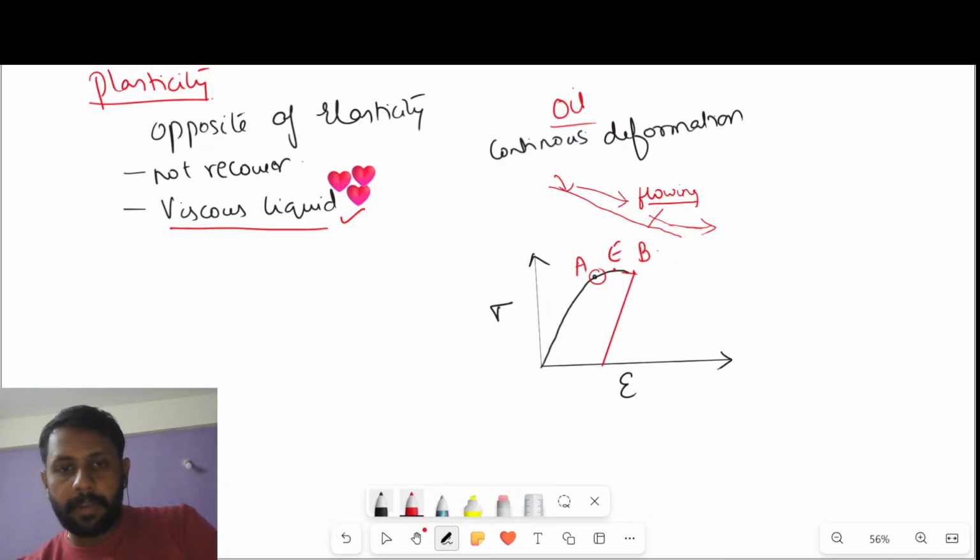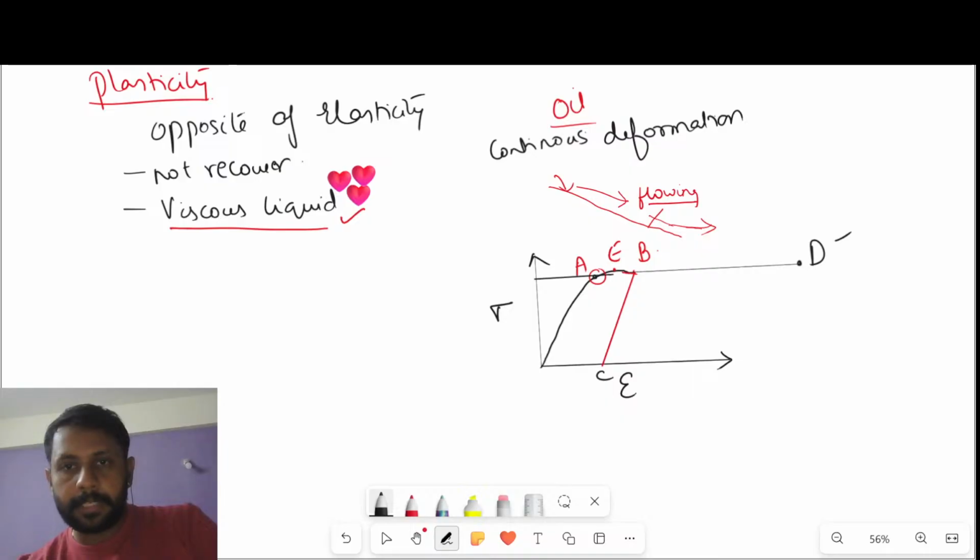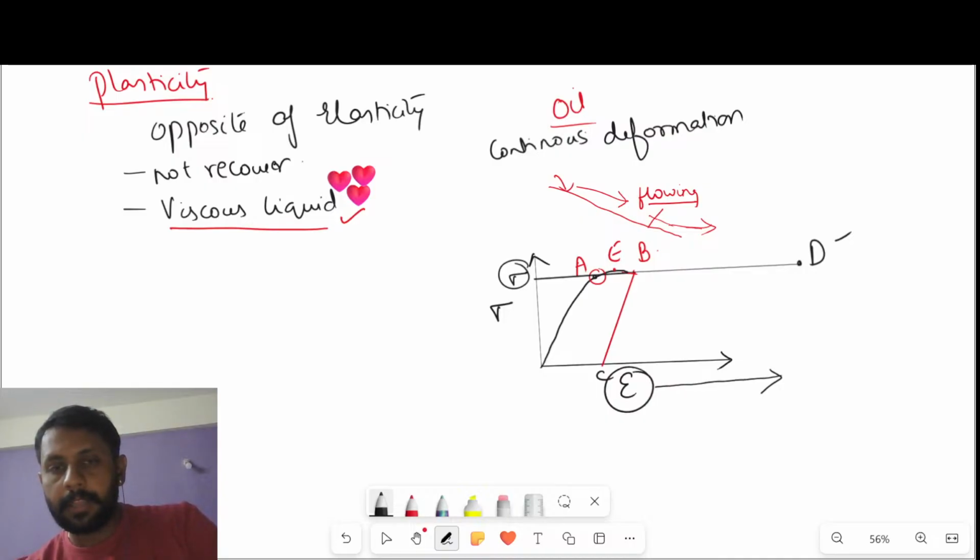If you start loading even after B, what happens? The graph will take a straight line like this. So what is happening? Let me take this point as C, D. Why is this straight line coming? What is the straight line representing in this graph? Straight line is representing that there is no increase in stress, but there is a drastic increase in strain. Yes or no? There is limited or no increase in stress, but there is drastic increase in strain.